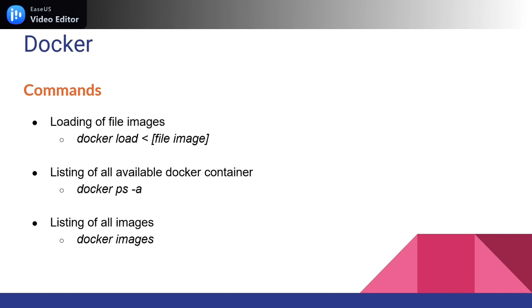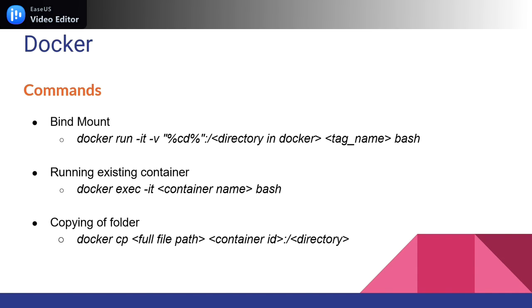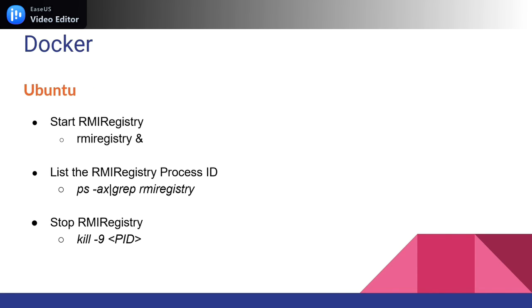Here are a few commands that we will be using. Firstly, the loading of the file image. Second, listing of all available Docker containers. Thirdly, listing of all images. Fourth, the bind-mount function that will bind the local computer to the Docker computer. Fifth, running the existing container. And lastly, copying of the folder. Unlike the Windows operating system, Ubuntu has its own set of RMI registry commands to start with. So these are the three main commands that we'll be using.